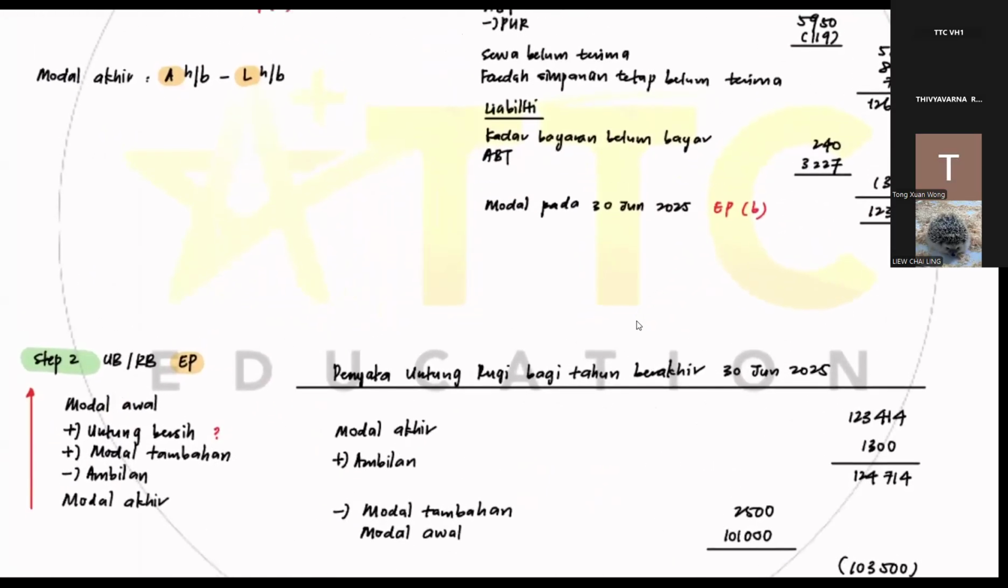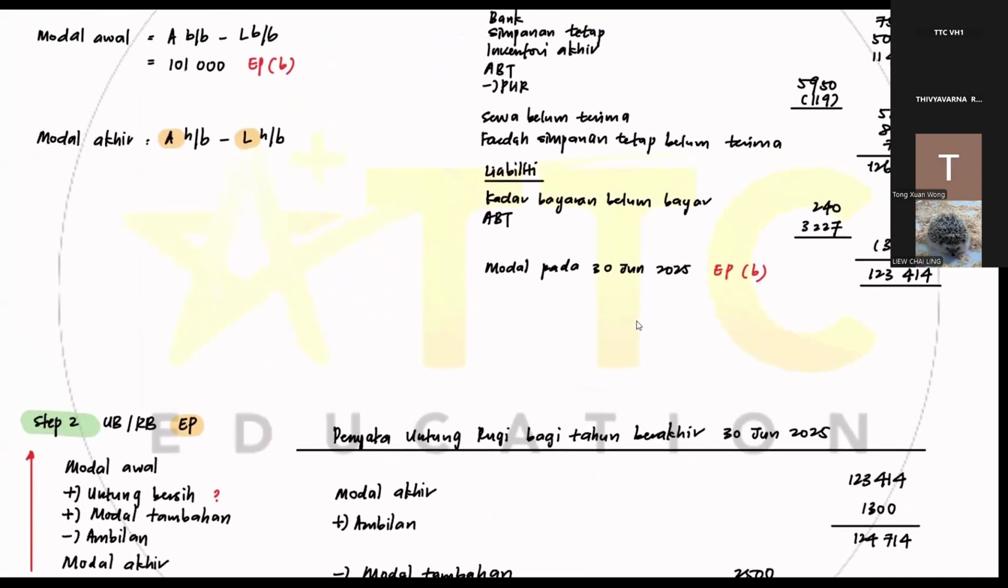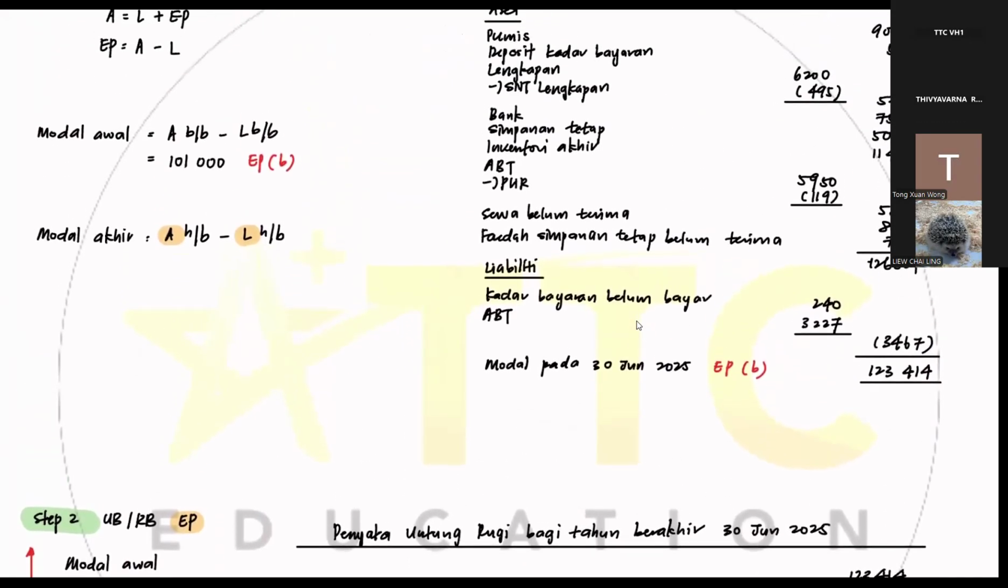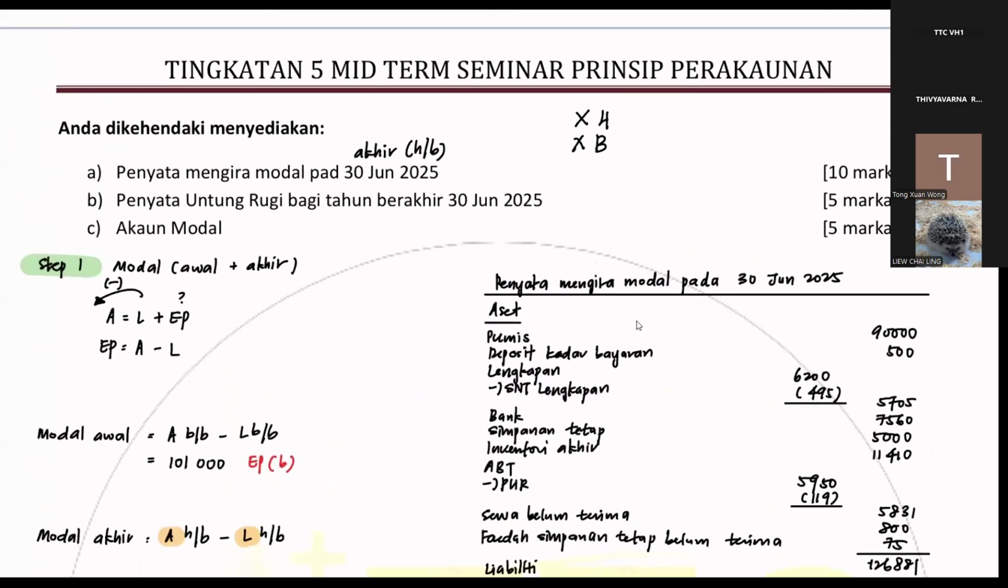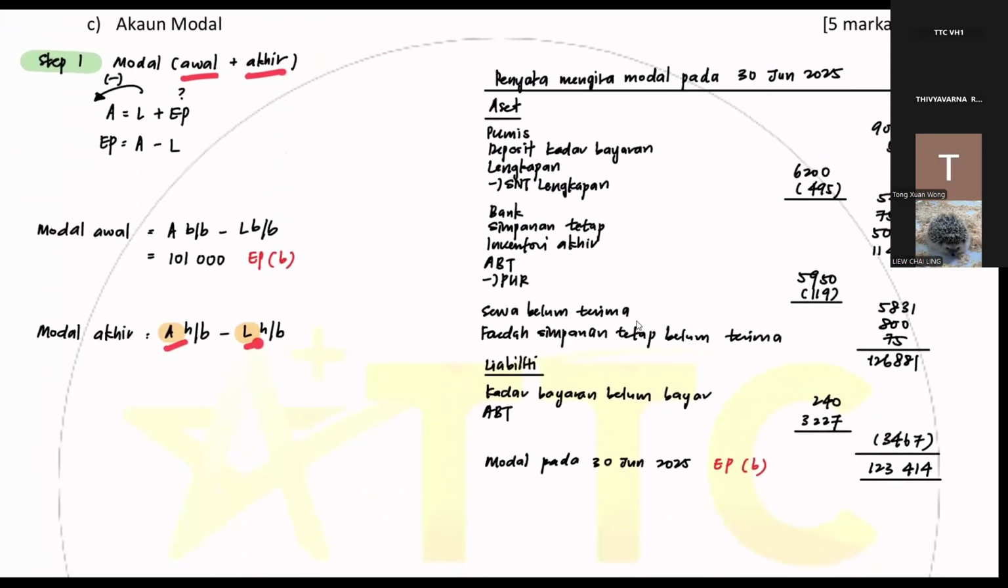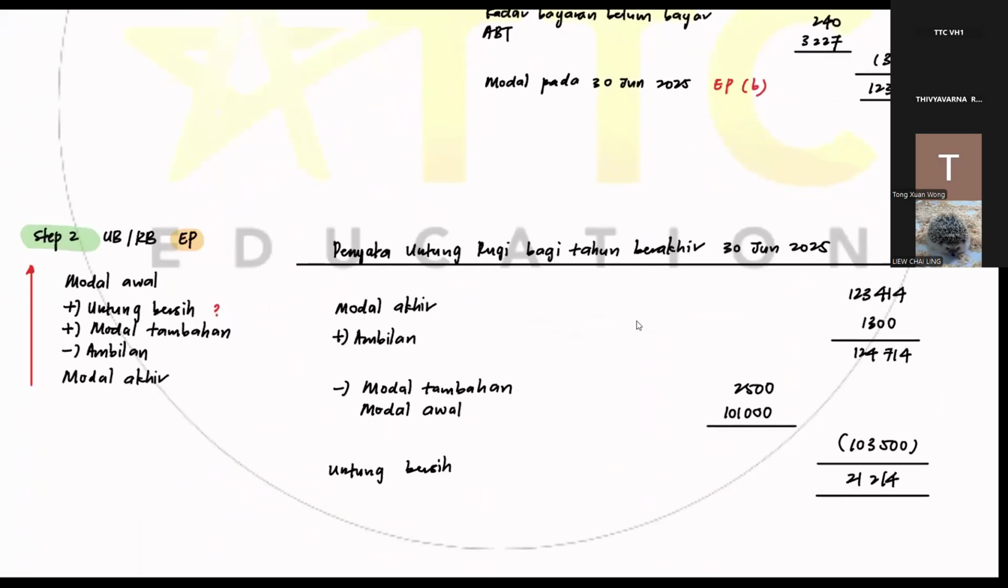Okay, so in summary, no matter what kind of kaedah perbandingan question, you just need to stick to the 3 steps. No, I can shorten it to 2 steps. When you find out the modal, remember both modal awal and also akhir, and you only need asset and liability here. That's what you understood just now, right? Then you use all the EP items to get your untung or rugi. So, do you need hasil and belanja for kaedah perbandingan? Not at all. That's the trick to resolve every question of kaedah perbandingan.